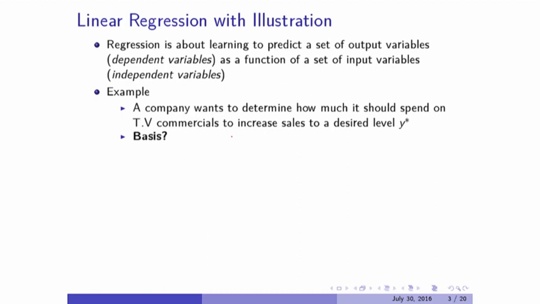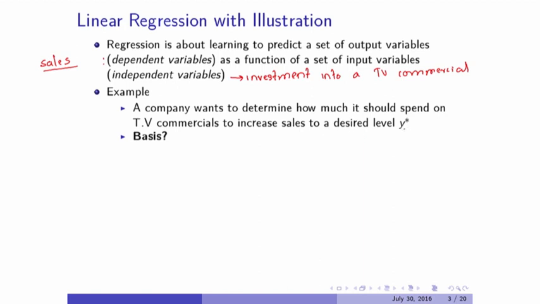So an illustration, imagine that you have some independent variable such as investment into a TV commercial. So you're running a company and you want to know how much to invest into a TV commercial. And what is the output or the dependent variable? It is basically the sales. So is it that higher the investment, more the sales?